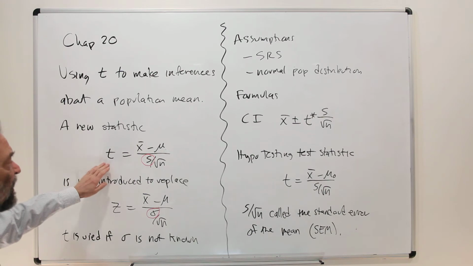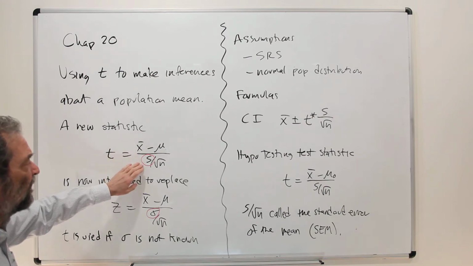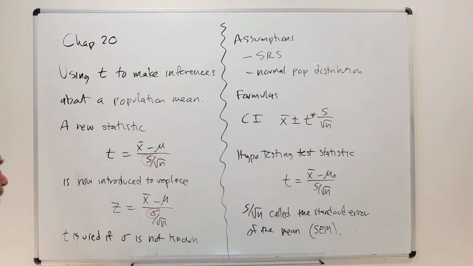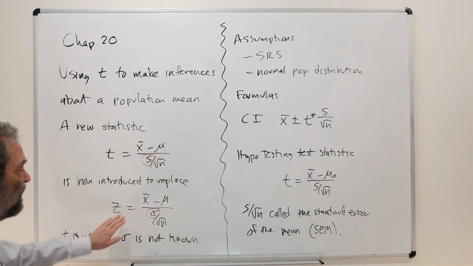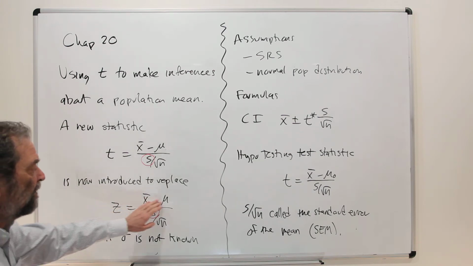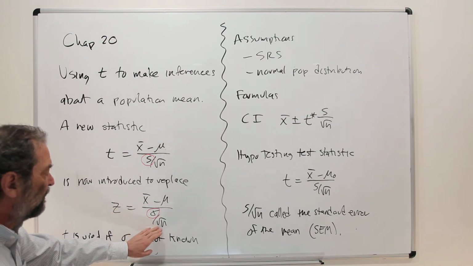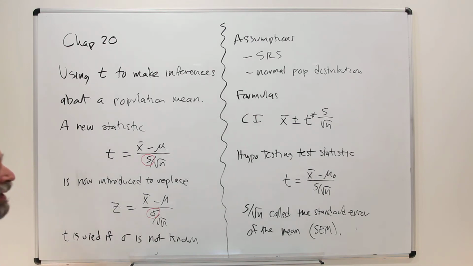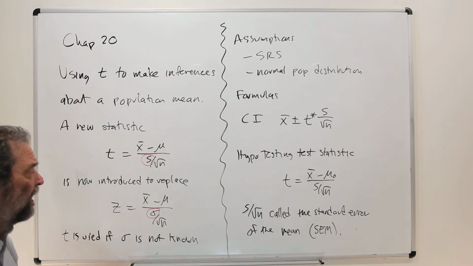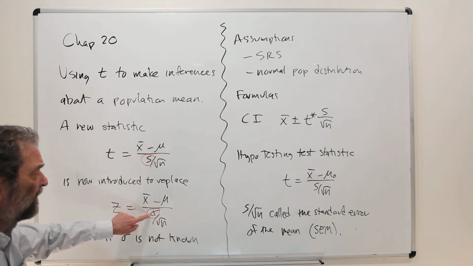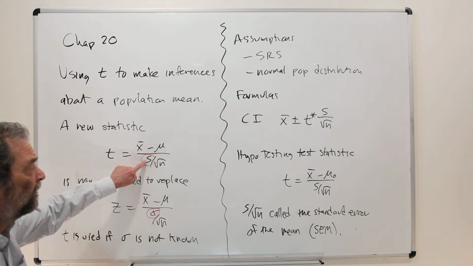The chapter is about using T to make inferences about a population mean. A new statistic T, which is x bar minus mu over S divided by the square root of n, is now introduced to replace the old-fashioned Z, x bar minus mu divided by sigma over root n, and is used if sigma is not known. So we were talking about how to accommodate the idea that we might not know the standard deviation. And the answer is we can replace sigma in the formula with S.